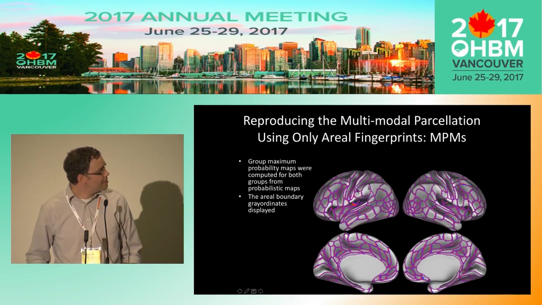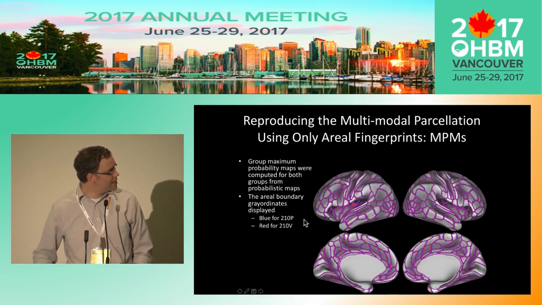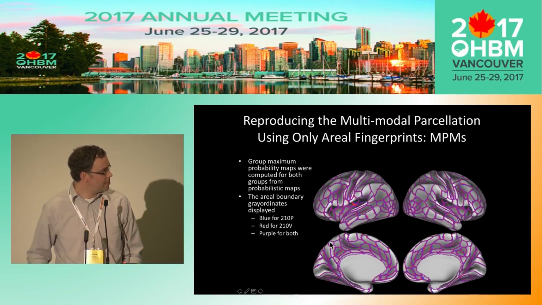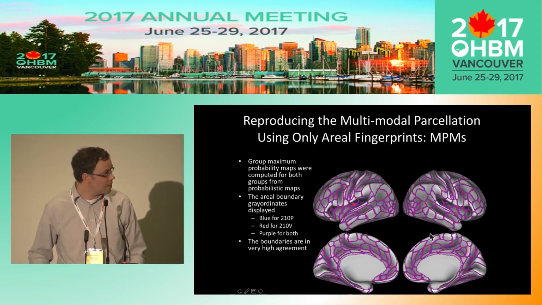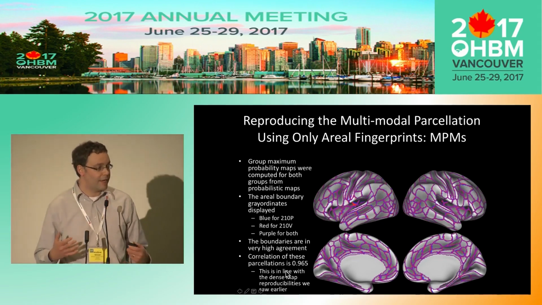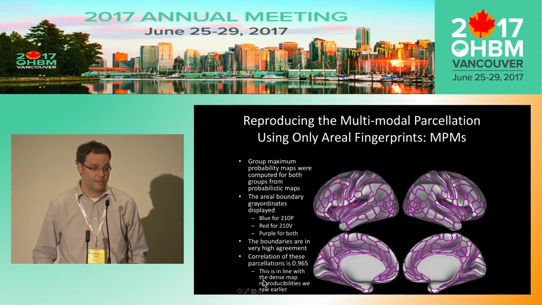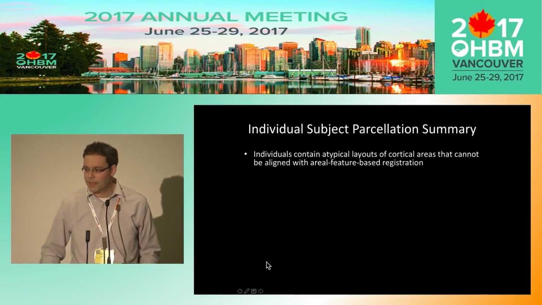So now we have our boundary grayordinates shown, and for 2010P, those are blue, 2010V are in red, and purple is an overlap, so these are well agreeing. Correlation is quite high, and remember I said earlier, those dense maps we fed into the original parcellation had very high reproducibility, so we hoped for this outcome, and we got it.